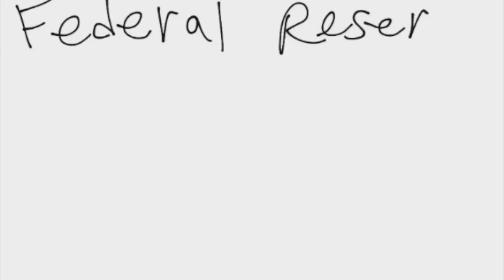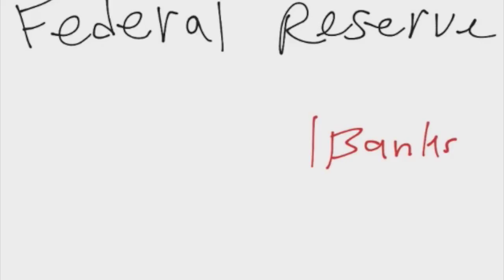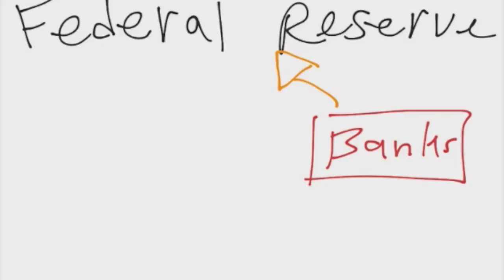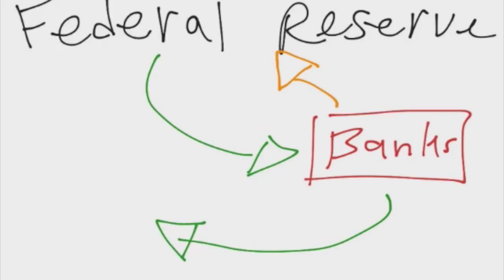Okay, I'm going to explain how the Federal Reserve uses open market operations in order to control the money supply. To increase the money supply, they will buy government securities from banks. And when they buy from banks, they're putting money into the banks. So then the banks themselves have more money and they can lend this money out to more people.